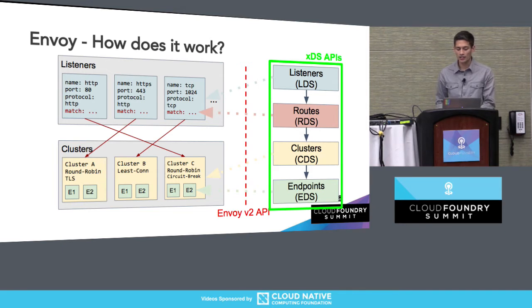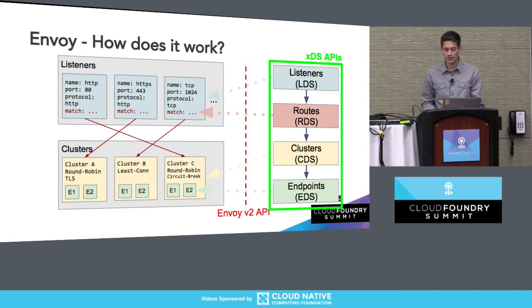So here's a more concrete model of what this all looks like. You'll see that on the left side here you have these blue boxes. Each one of these is a listener. So you can configure Envoy to have many listeners, and you can see they vary in protocol and port number.